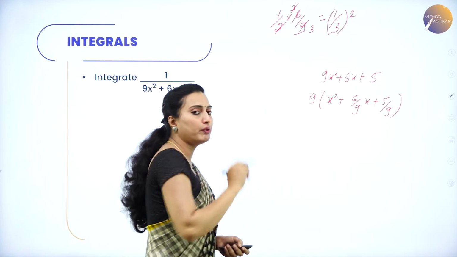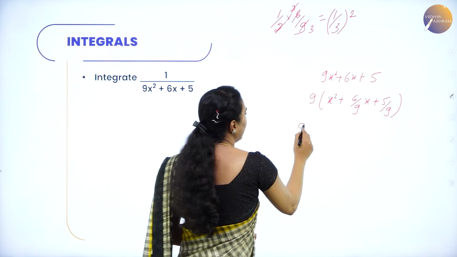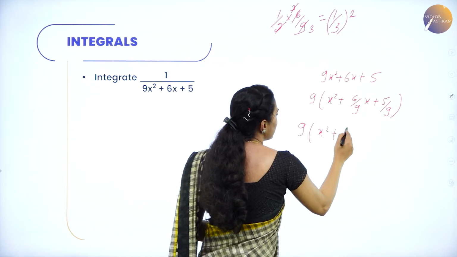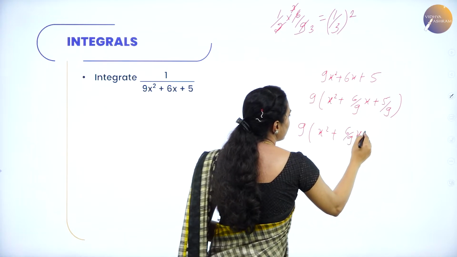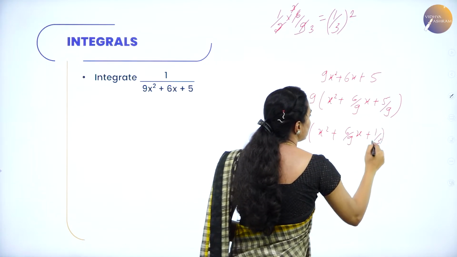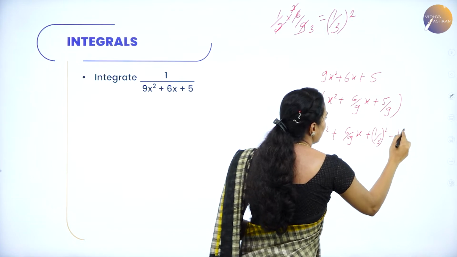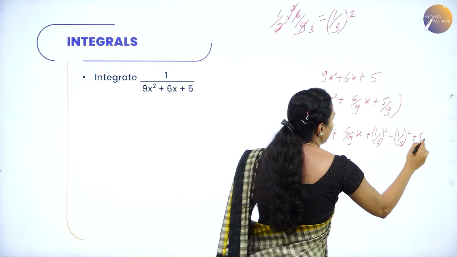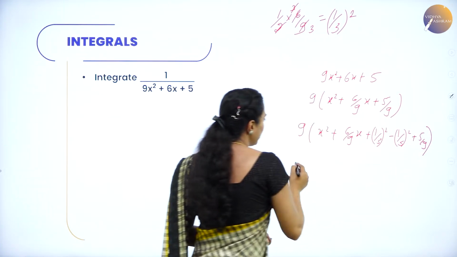Now adding and subtracting that squared, what happens? 9 into x squared plus 6 by 9 into x plus (1 by 3) whole squared, minus (1 by 3) whole squared plus 5 by 9. I hope you understood this one.